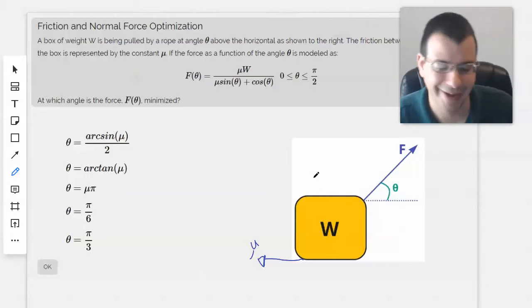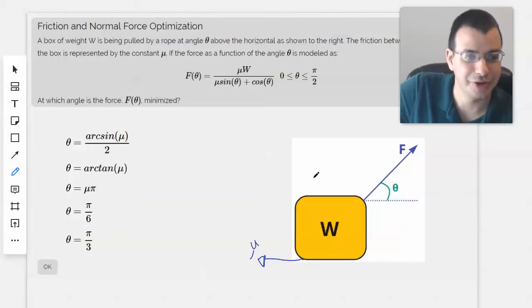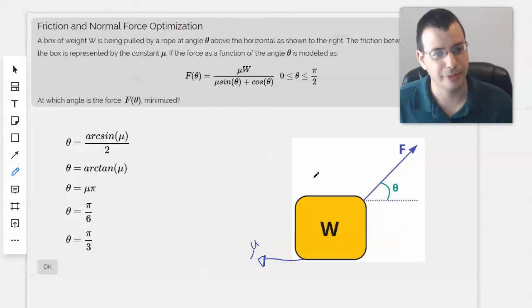If the force... So two cats are sitting on a roof. Which one falls first? The one with the smaller mu. Yeah, it's terrible. Okay, focus.